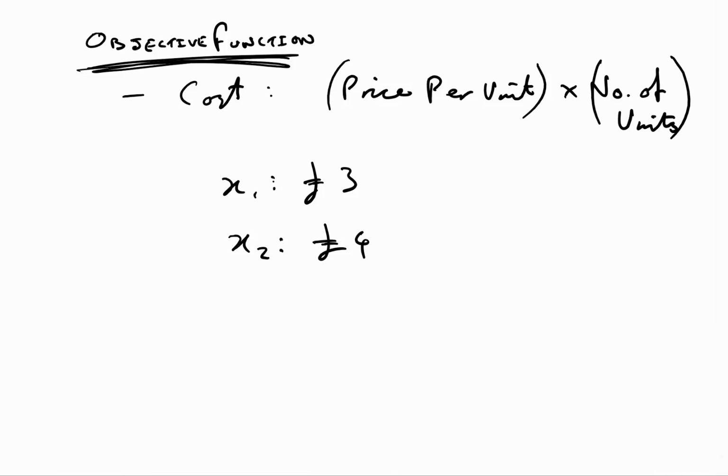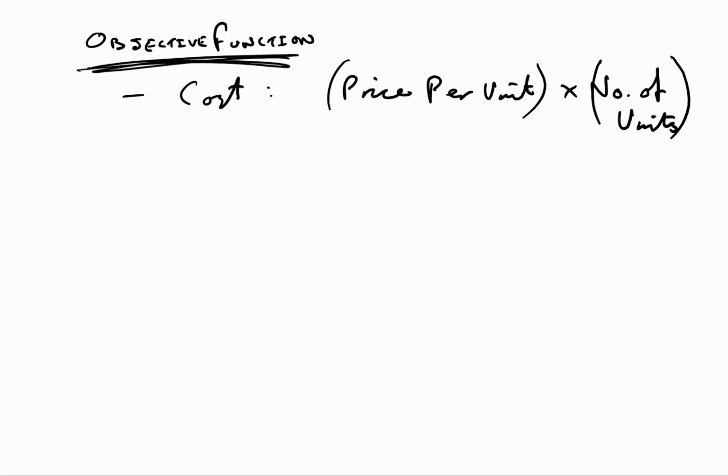It'll be 3 lots of X1 plus 6 lots of X2. So this would be our objective function, and we normally denote it by Z. And we want to minimize or maximize that.